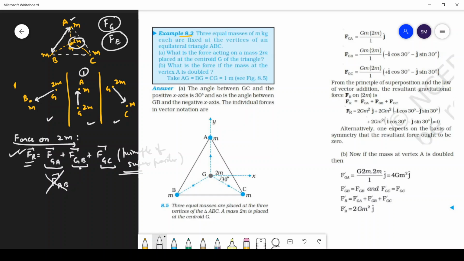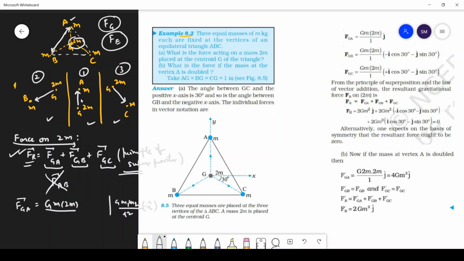Now let us calculate this GA, GB and GC. So this is your FGA, this is your FGB and this is your FGC. Simple, you know the formula. So what is FGA? FGA equals G M1 M2 by R square, and then the position vector, that is minus R cap, which was there in that figure. So here M1 is your M, M2 is your 2M, divided by the distance between them.